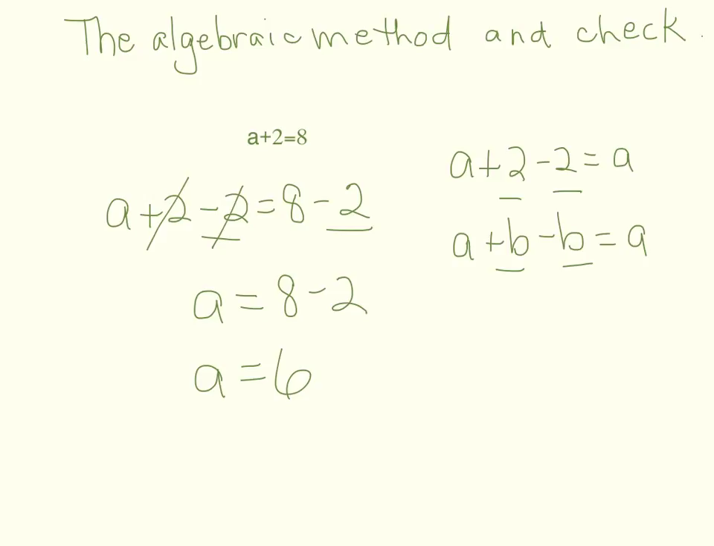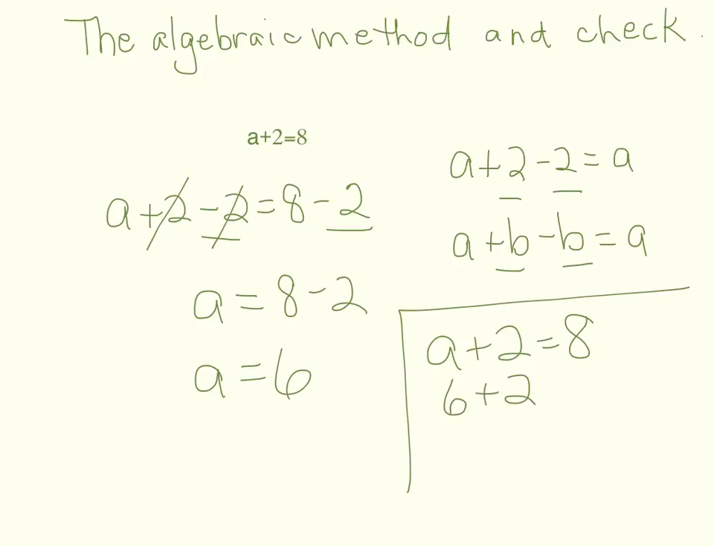When we go back to do our check, we're going to write our original equation again. a plus 2 equals 8. We substitute the 6 for the a, and then we do the math and evaluate each side, and 8 equals 8 lets us know that this is a true statement.